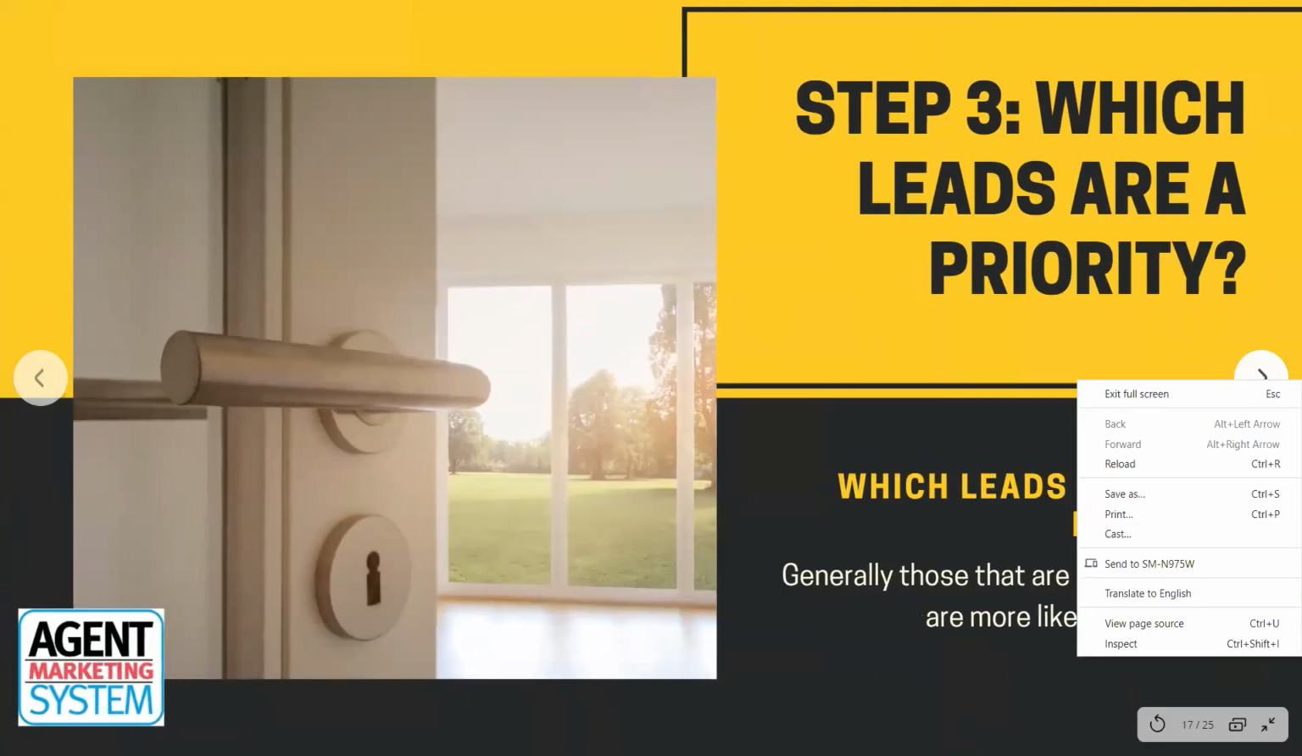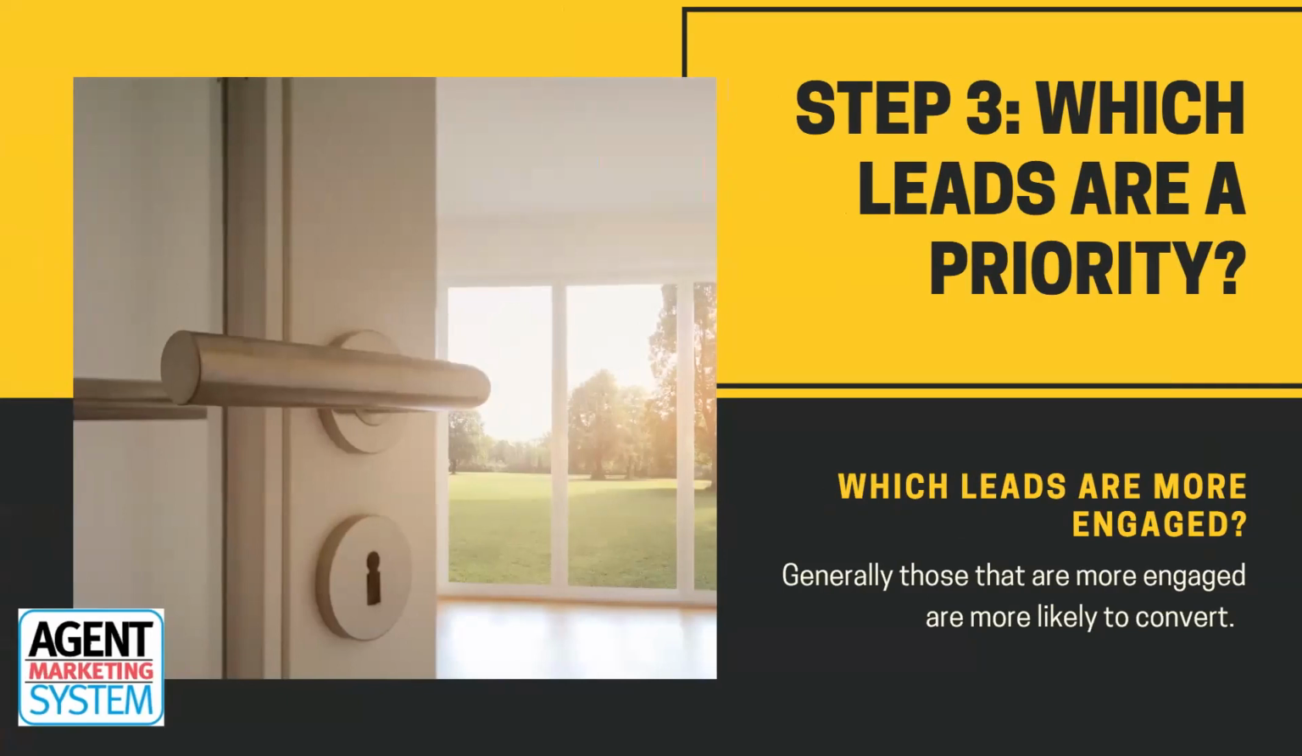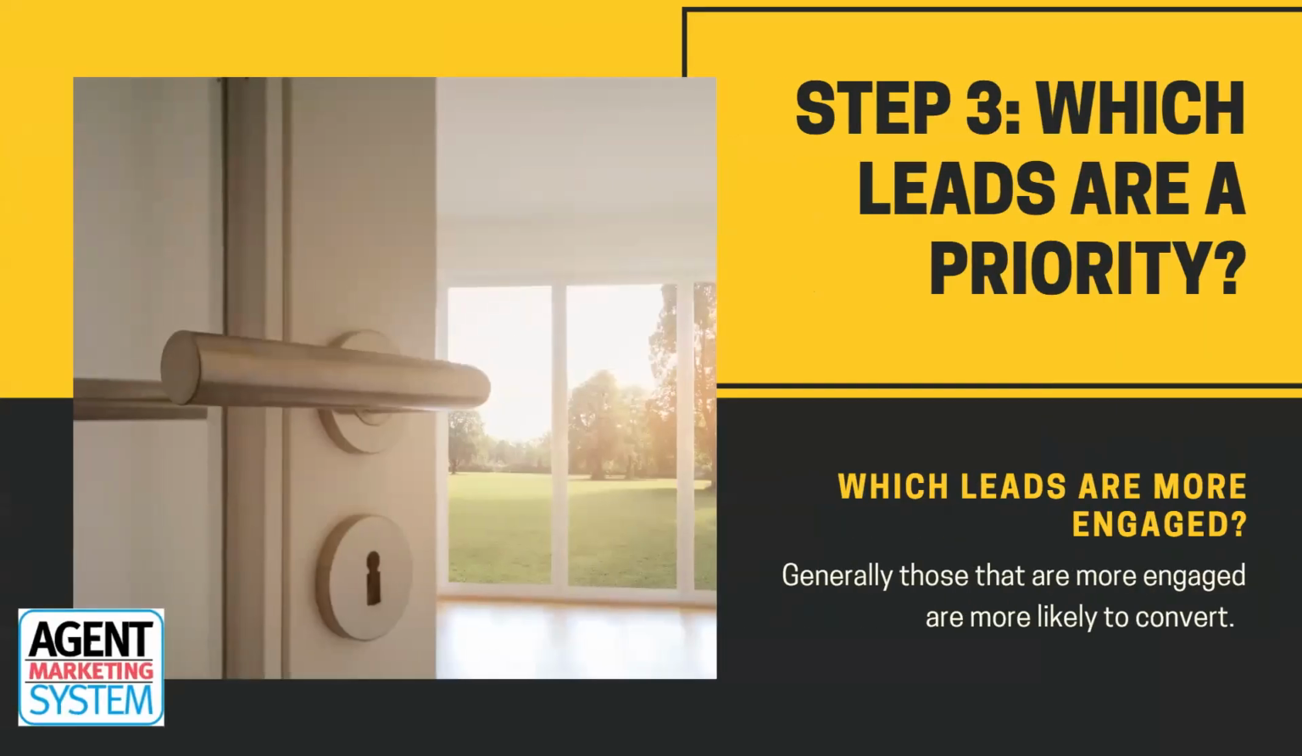Now, step 3, super easy, is which leads are a priority for you. Realistically, I gauge the priority level based on engagement. When I'm following up with leads, I look at who's recently been engaged. So who recently opened an email that I sent them, who recently looked at properties that I sent them. And then not only that, but who also is engaging more.